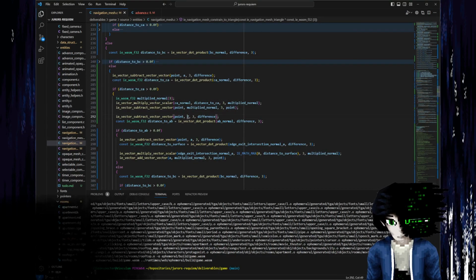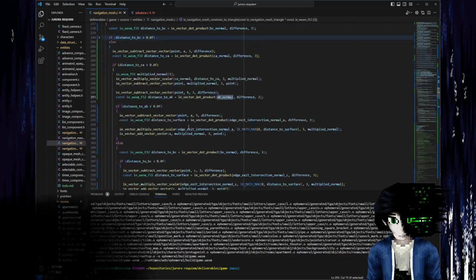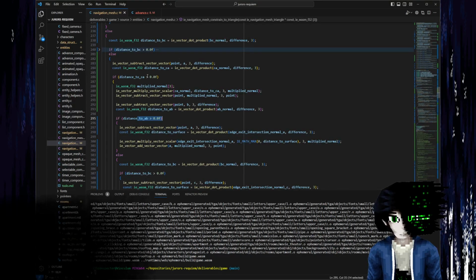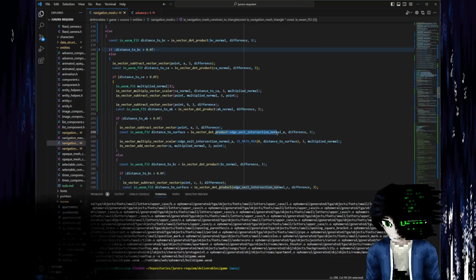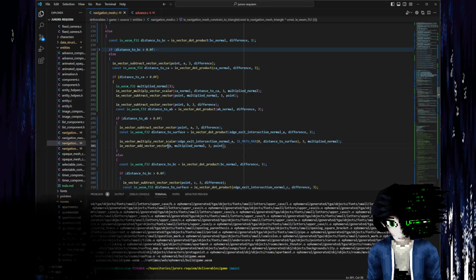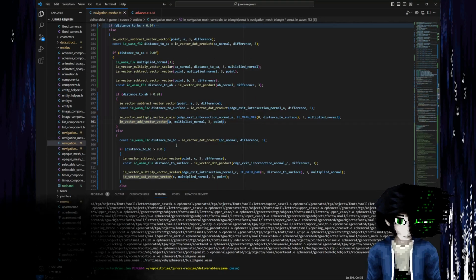We're then taking that point and we're comparing it to point B, and we're using that to compare to normal AB. If we're over that face, so we're over CA and AB, we're over vertex A. So again, calculate the difference to there, and then we're doing a dot product with that intersection normal. Yep, that's good. So now we've got distance to the surface, and then yep, we're adding that to point A. So that looks fine.